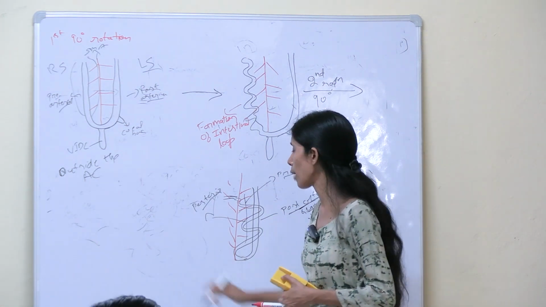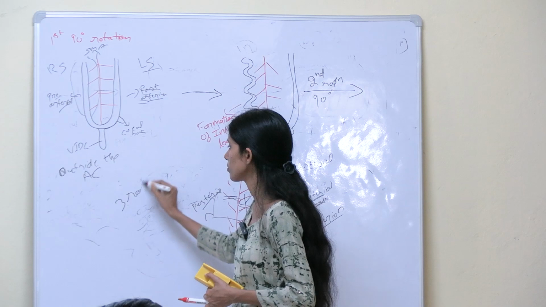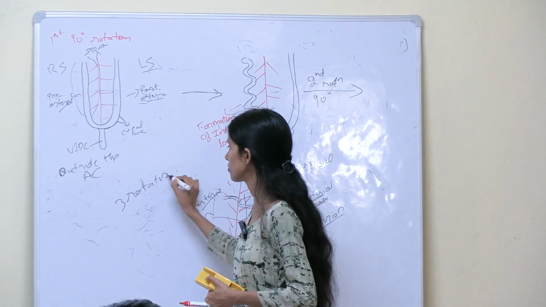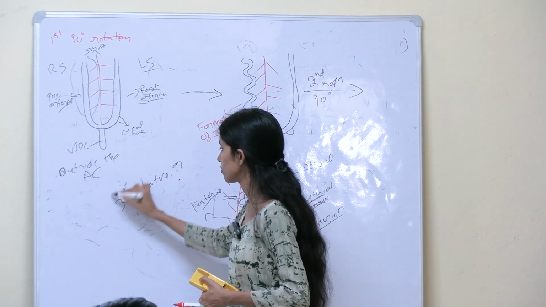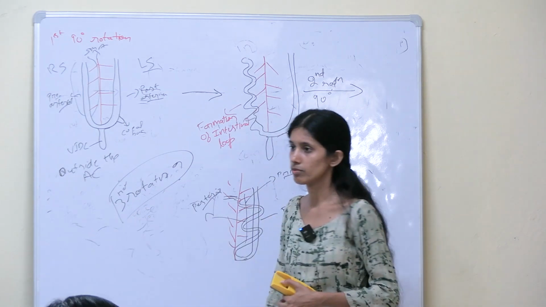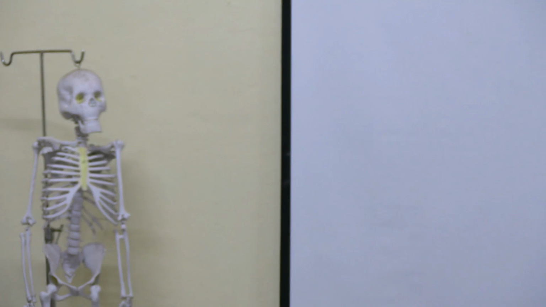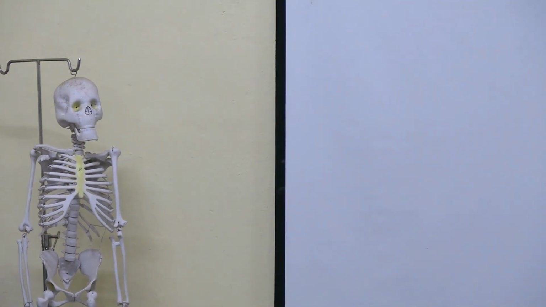So what is going to happen in the third rotation? And remember, during the second rotation, again your intestinal loops are moving towards the abdominal cavity, or will move inside your abdominal cavity. Okay.